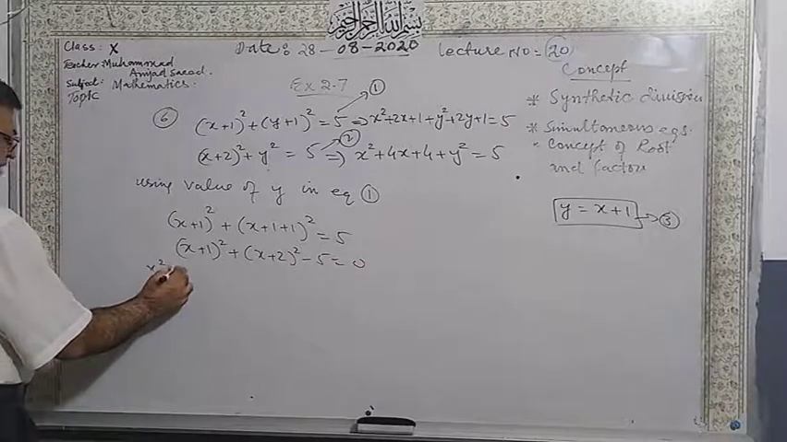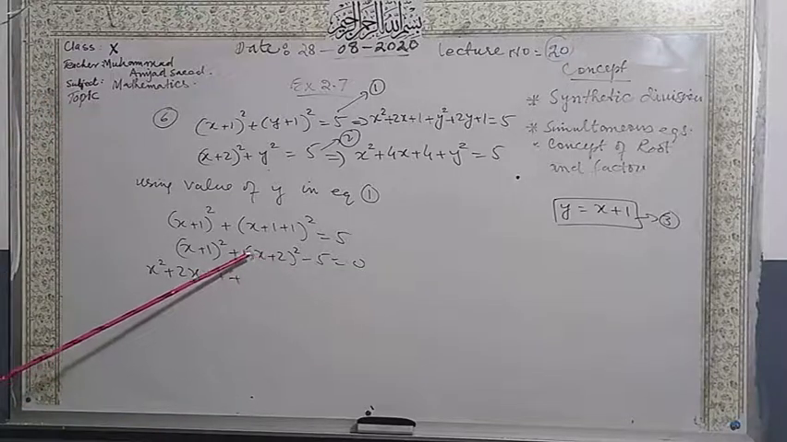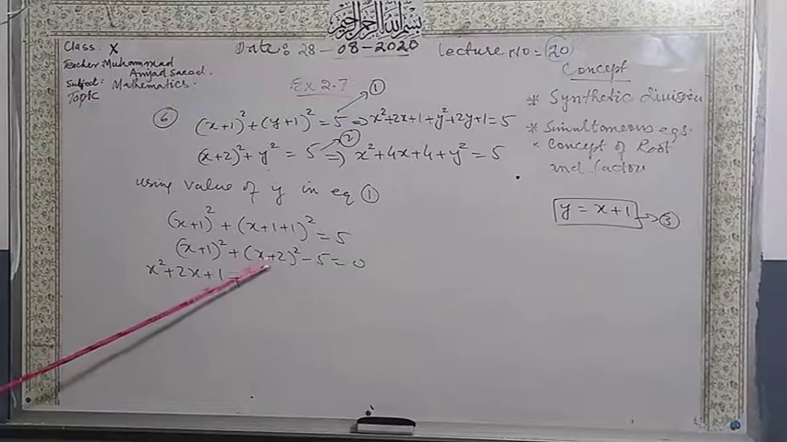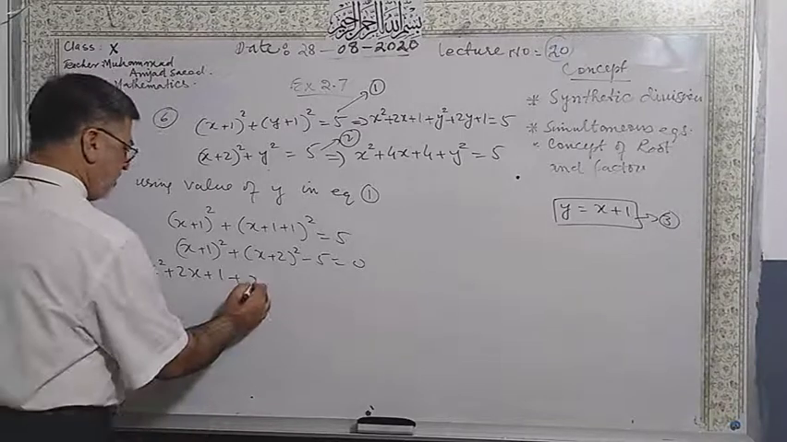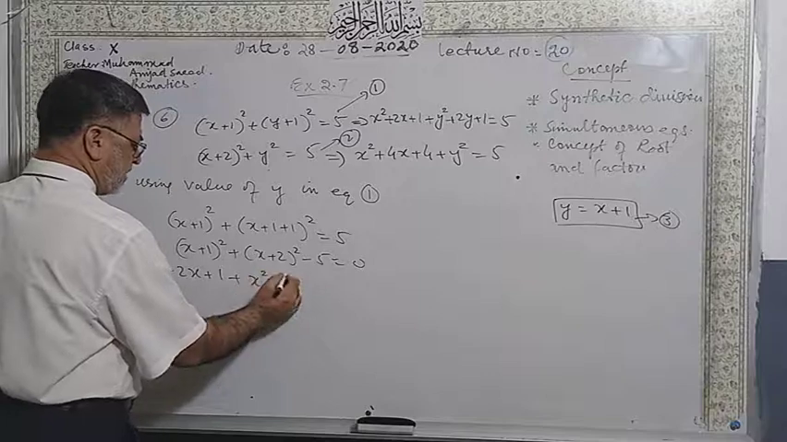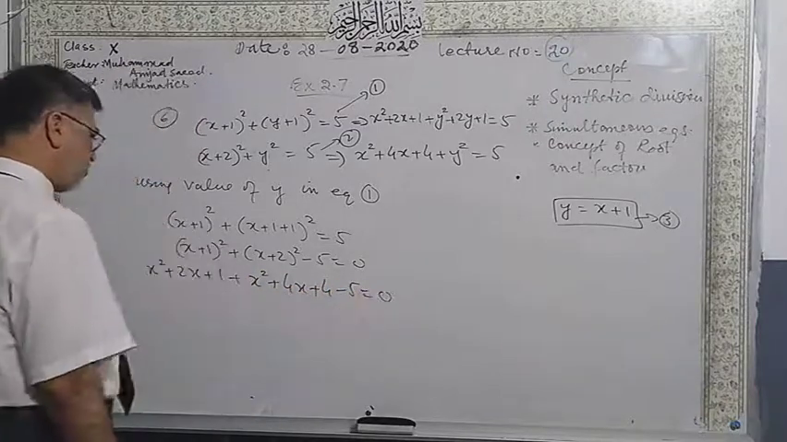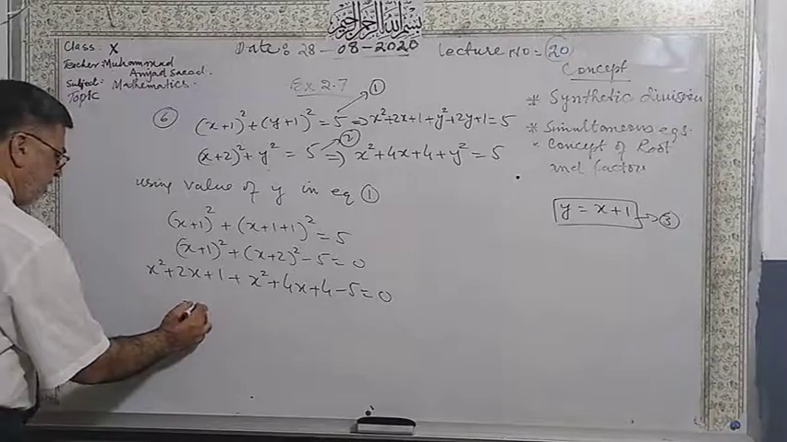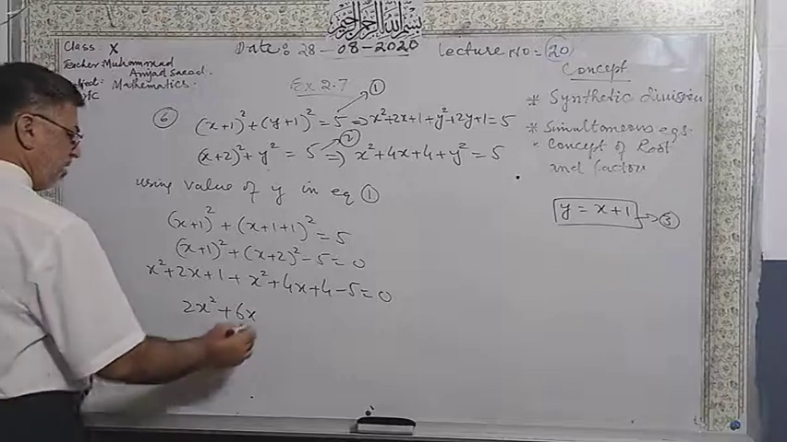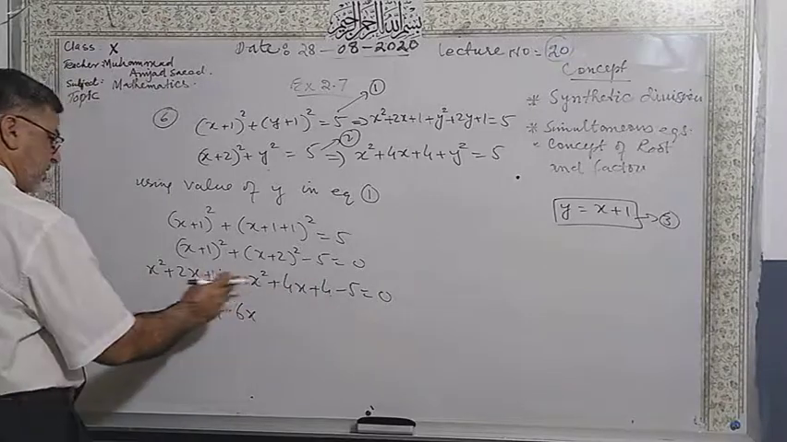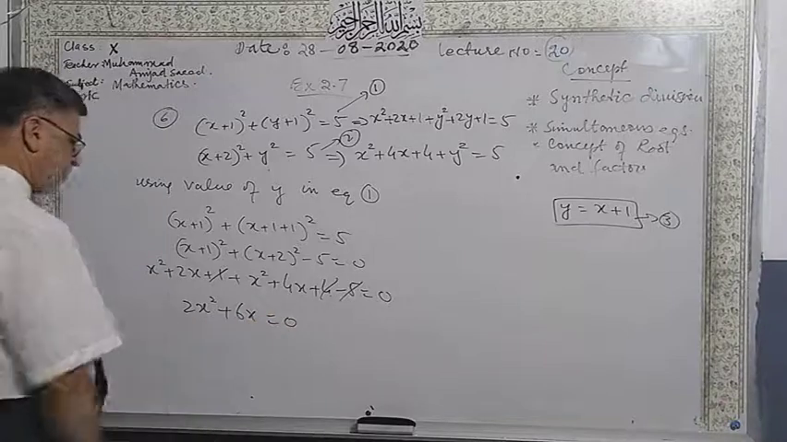Here is x square plus 2x plus 1. Open up the formula of square. Actually, this is a square plus b square plus 2ab. We are continuously applying this formula. x square plus 2 into first into second, 4x, plus 4 minus 5 is equal to 0. We can have 2x square plus 6x plus 4 plus 1 is 5, and minus 5 cancelled out. This is 0.